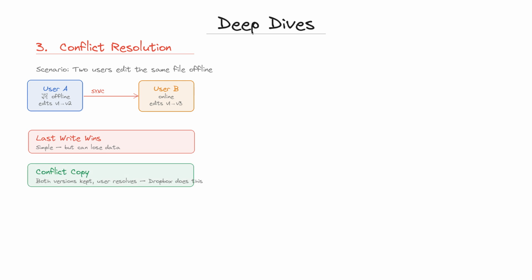Operational transform and CRDTs, what Google Docs does for real-time collaboration. Much more complex, typically out of scope for this question. For this interview, go with conflict copy. It's simple, safe, and honest about the trade-off.